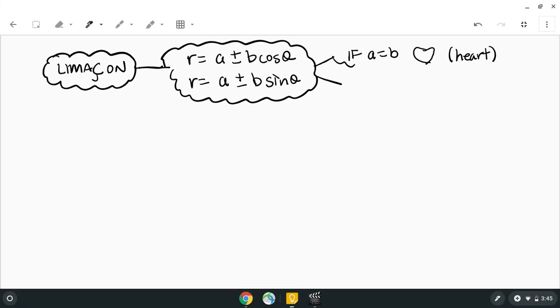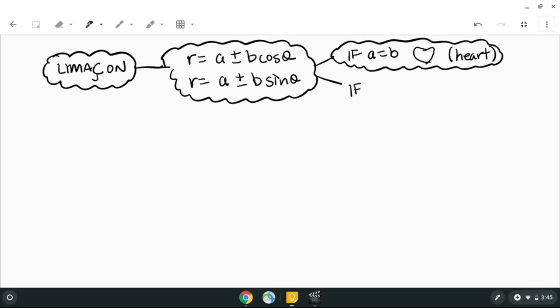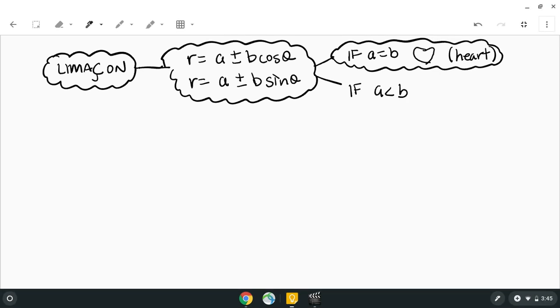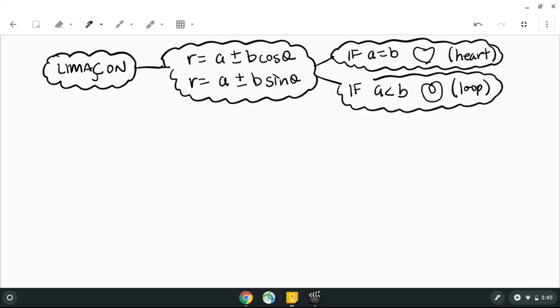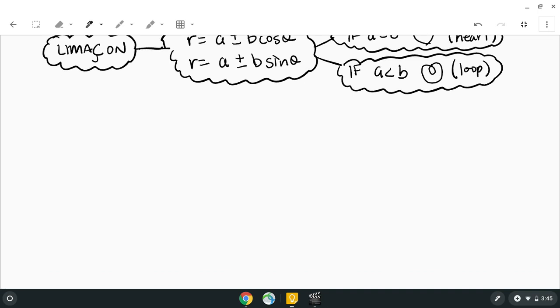But if A is less than B, then you don't quite have that nice little heart. It's kind of a loop. So you would see something like this instead. Okay. So again, for the circle and the limacon, we'll make a table. Okay, so let's take a look at this example.